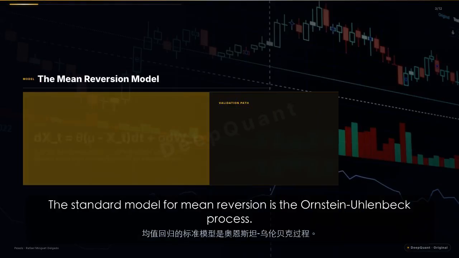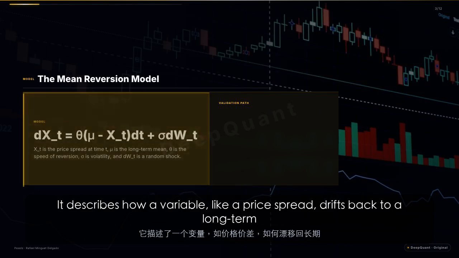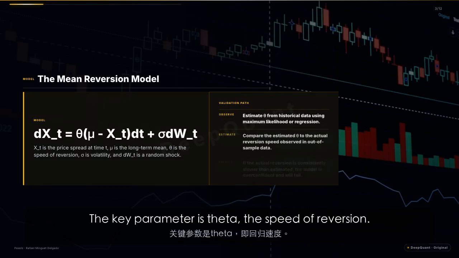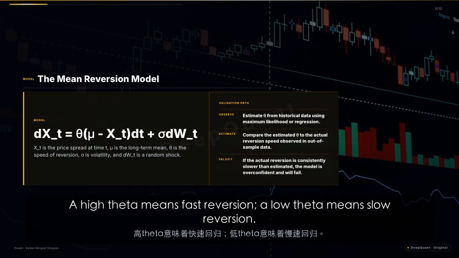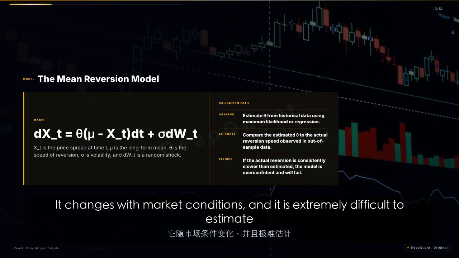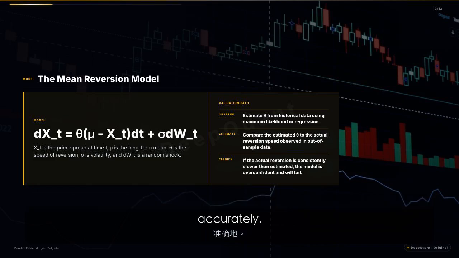The standard model for mean reversion is the Ornstein-Uhlenbeck process. It describes how a variable, like a price spread, drifts back to a long-term mean. The key parameter is theta, the speed of reversion. A high theta means fast reversion, a low theta means slow reversion. The problem is that theta is not constant. It changes with market conditions, and it is extremely difficult to estimate accurately.